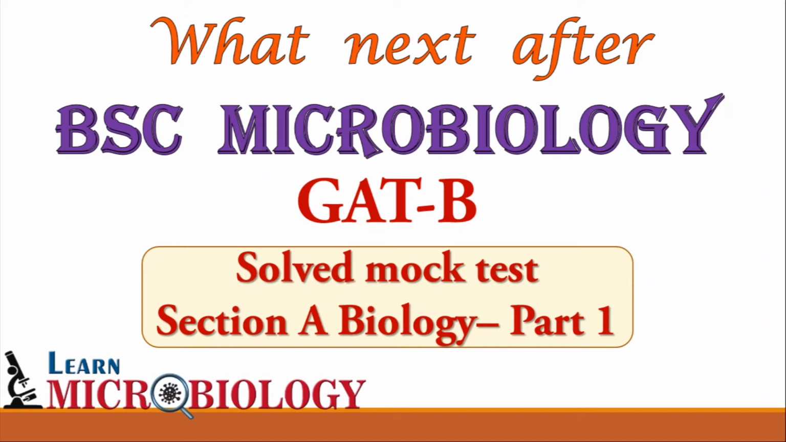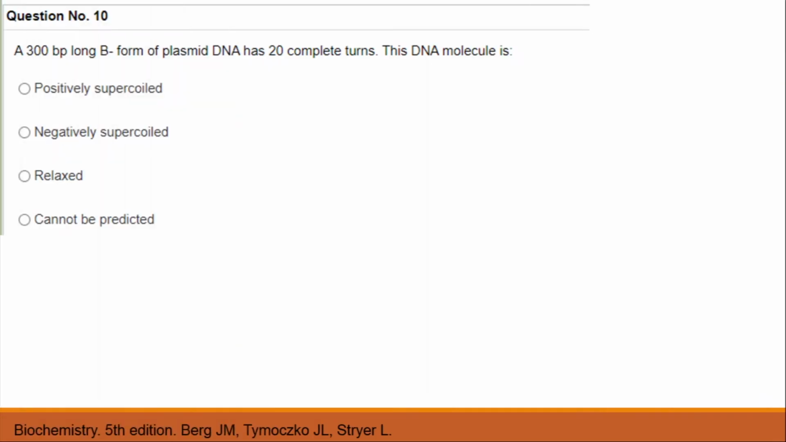In this video, we will be solving the GATB mock test section A biology questions. This is part 1 of the video. Let's get started with solving the first question. A 300 base pair long B form of DNA has 20 complete turns. This DNA molecule is positively supercoiled, negatively supercoiled, relaxed, or cannot be predicted.